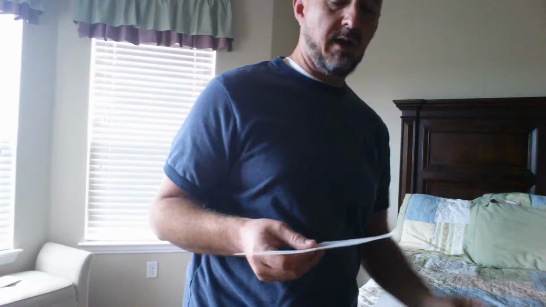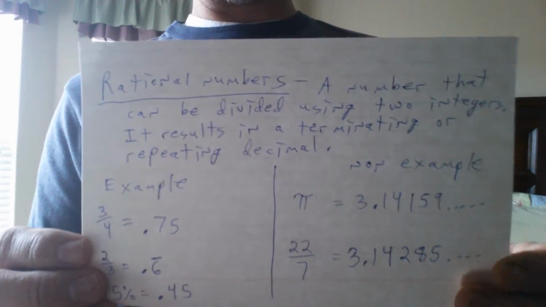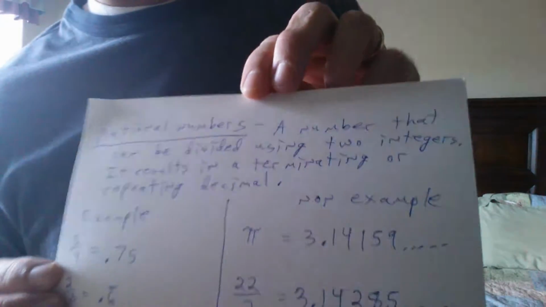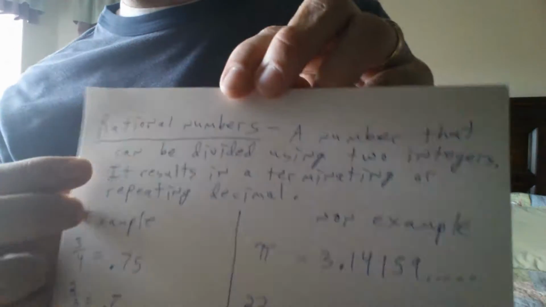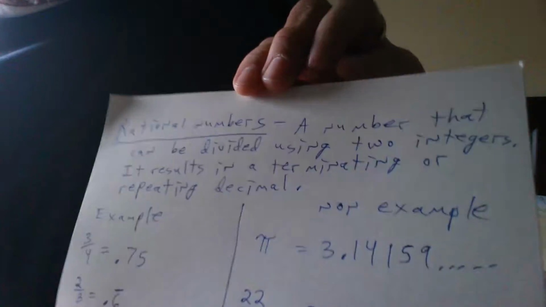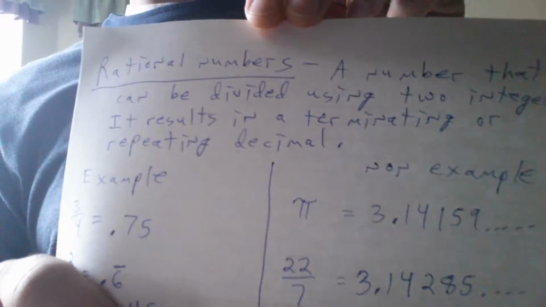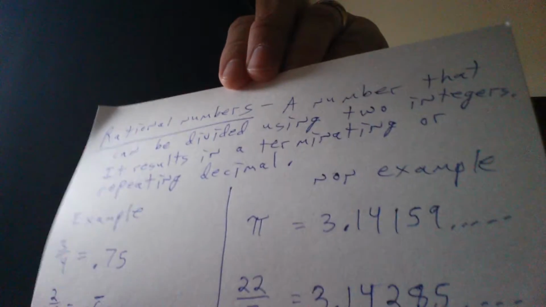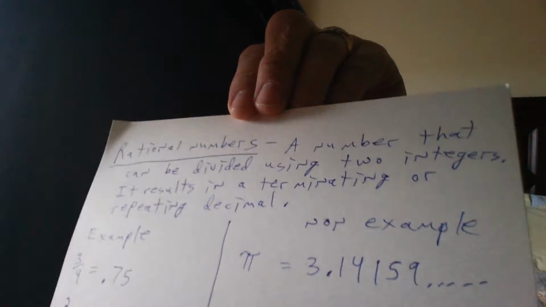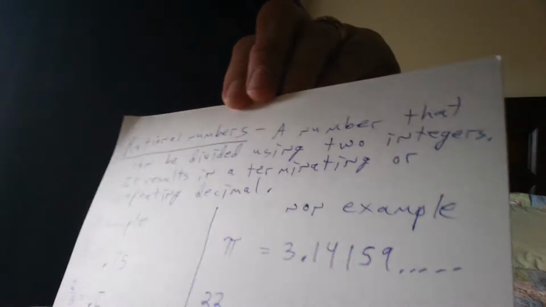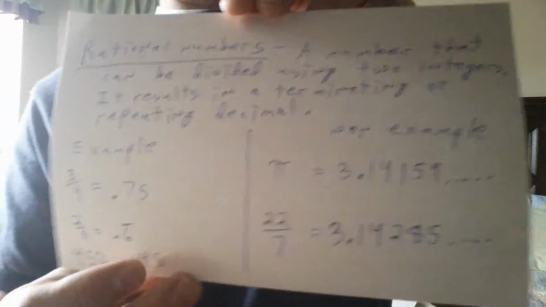So before we try to compare them, we need to write down this definition. This is also displayed on the board. So everyone write down what this is. Before we write it down, John, could you please read for us what this says rational numbers are? And John reads it, and the whole class listens. Rational numbers, they are numbers that can be divided using two integers. It results in a terminating or repeating decimal.